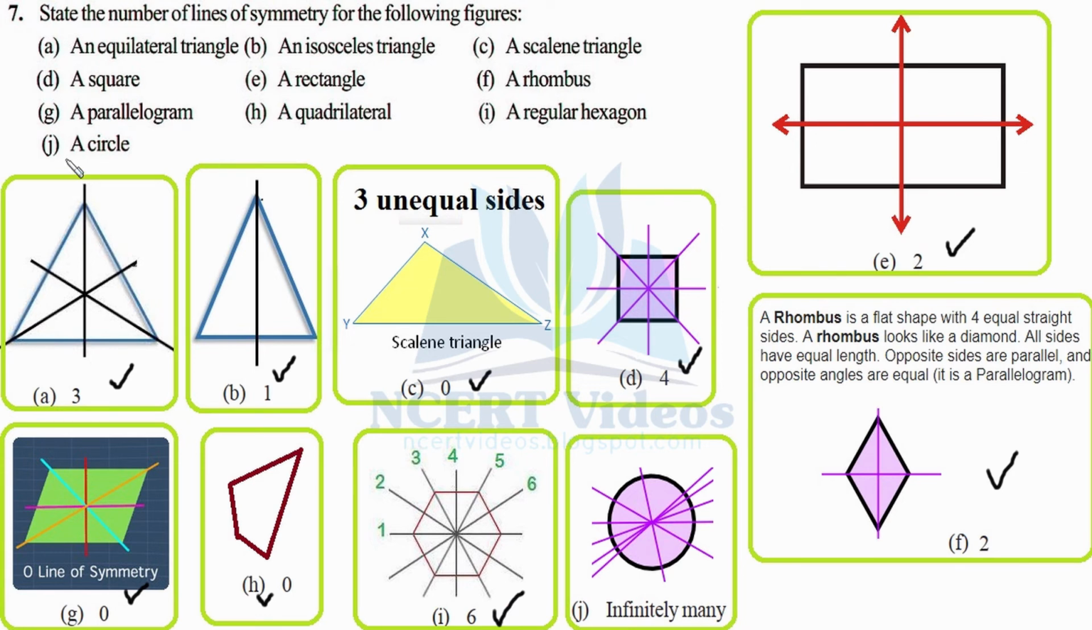A circle, well, we have studied it many times. It has infinitely many lines of symmetry because they cross through the center and all lines of symmetry are its diameter, and they can be endless. So with this, 7th is completed.